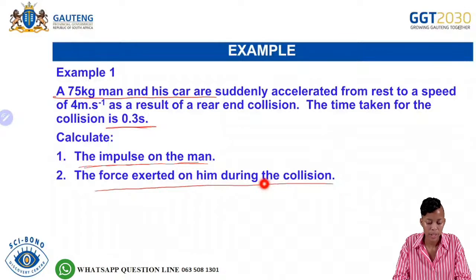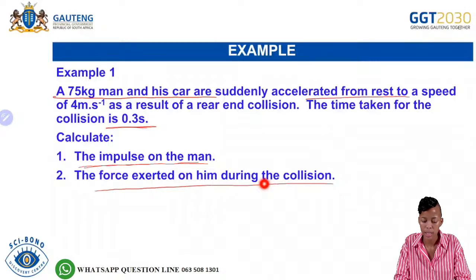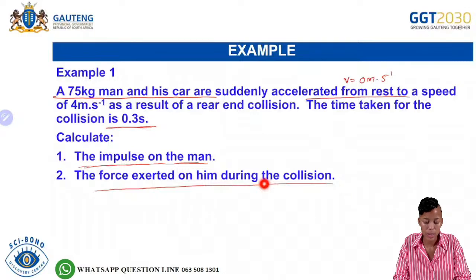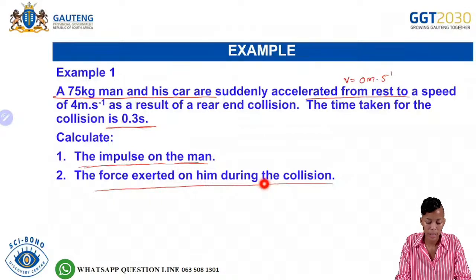It says a 75 kilogram man and his car are suddenly accelerated from rest. Remember, this is a keyword. From rest means we have a velocity of 0 meters per second. Then it says to a speed of 4 meters per second as a result of a rear end collision. The time taken for the collision is 0.3 seconds. We need to calculate the impulse on the man.